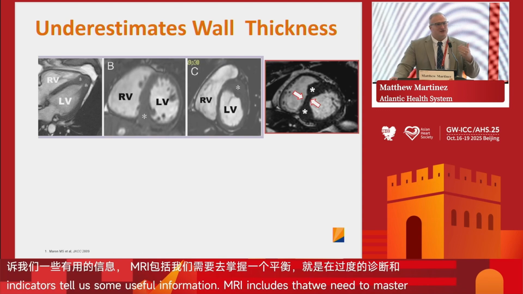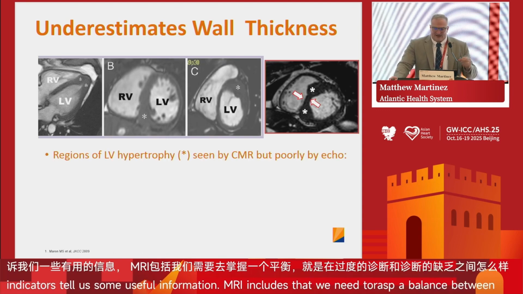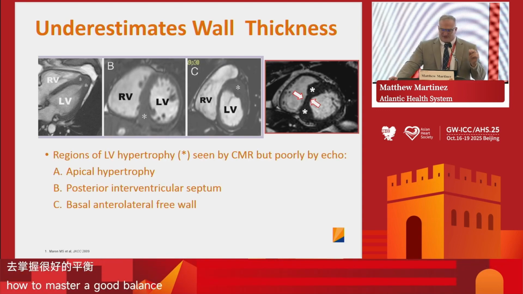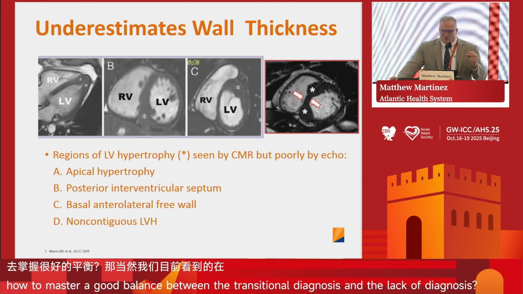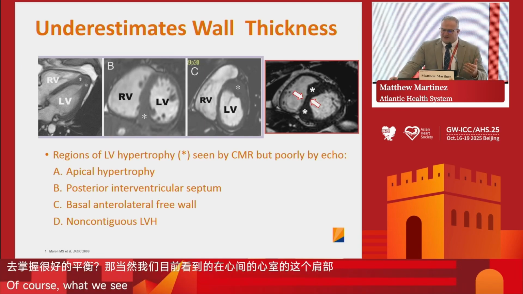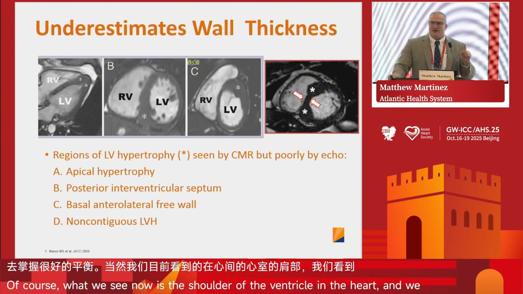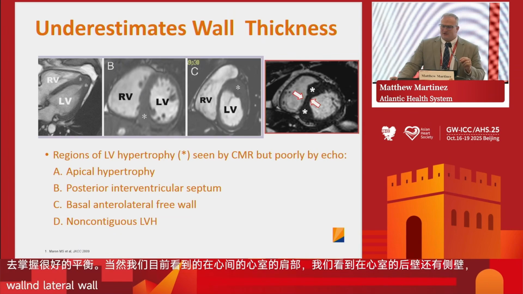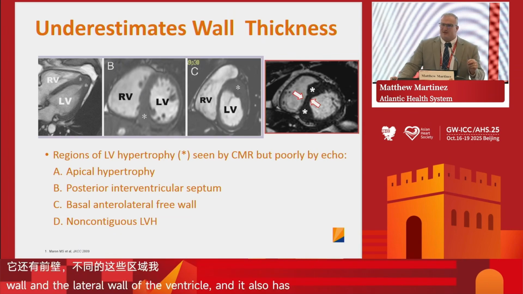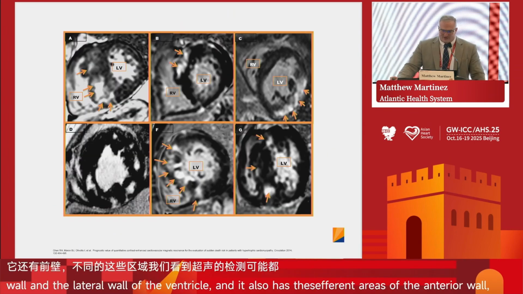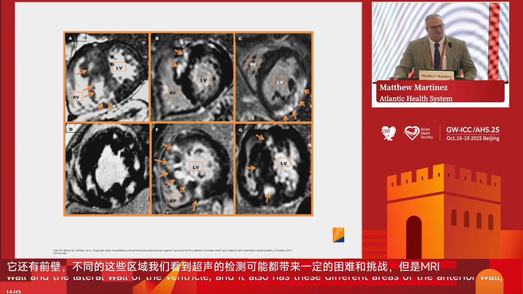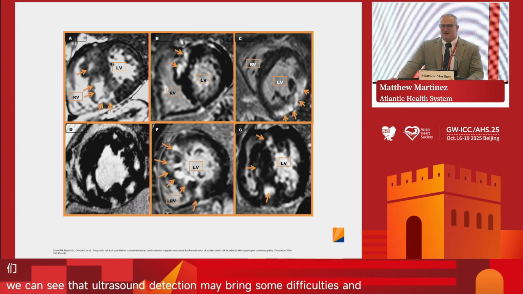And it's the areas that you know echo struggles with. It's the apex of the ventricle, it's the interventricular septum and the posterior wall, the lateral wall, and non-contiguous hypertrophy. These are all areas where echo struggles, but MRI can help you better define the true wall thickness related to HCM or the athlete. Now, scar tissue is very common in HCM.